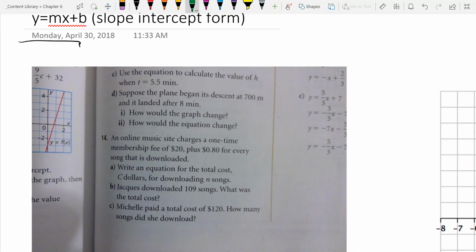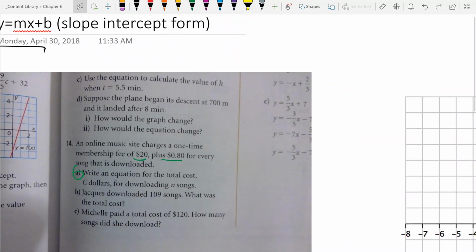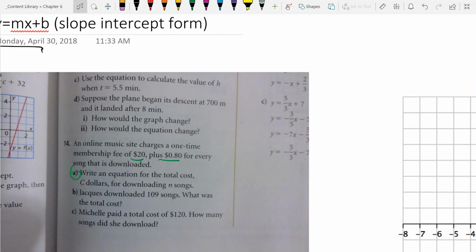An online music site charges a one-time membership fee of $20 plus 80 cents for every song downloaded. We have to write an equation. And whenever you get word problems, you should always try and write an equation, because that's usually what you need in order to solve the rest of it. So I'm going to start with y equals mx plus b. I want to think of what my y-intercept is going to be.